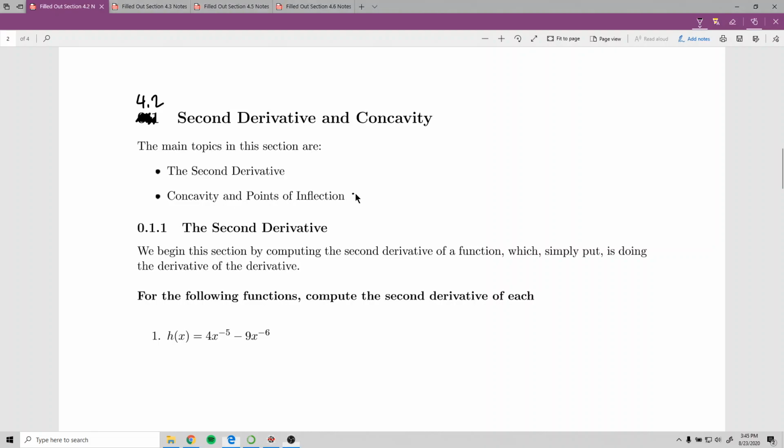Even though we'll talk about it when we get there, one thing I'd like to point out: this section is very, very similar to section 4.1, in that concavity is like figuring out where the graph is increasing and decreasing, and points of inflection are like critical numbers. So just to preview that, when we get there, we'll see that really the questions in this section are not any different. There's just one extra step.